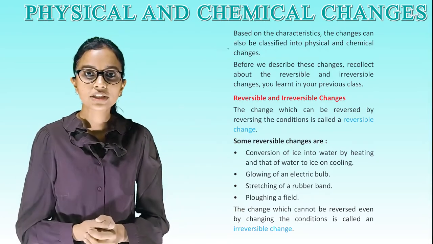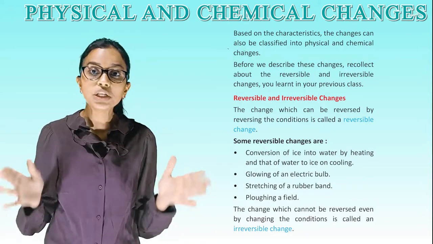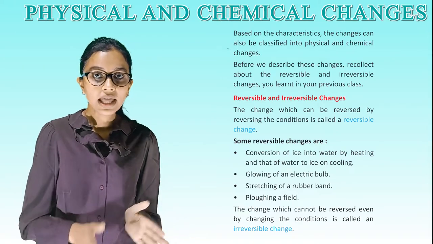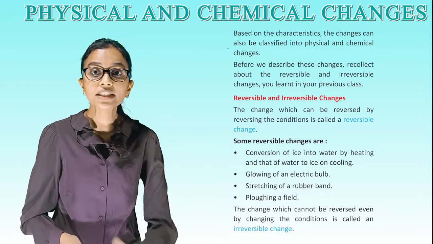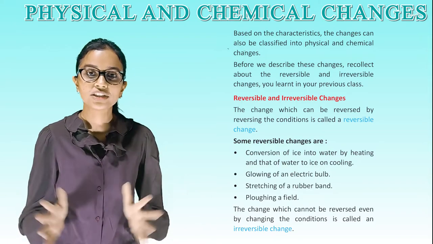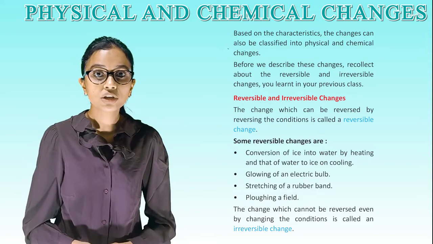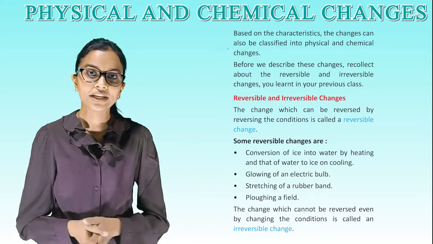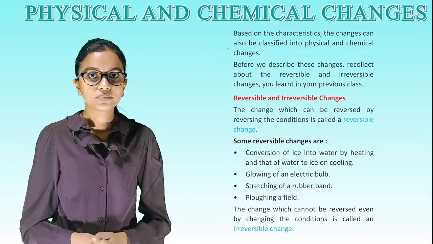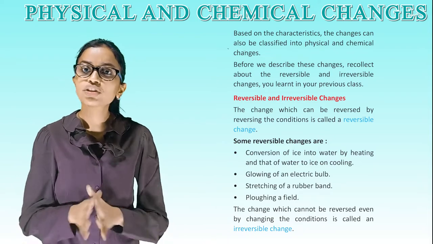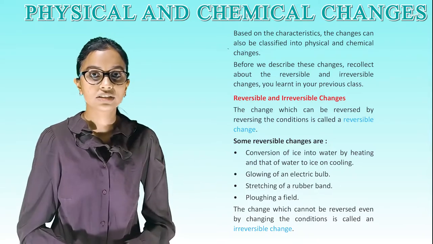Before we describe these changes, recollect the reversible and irreversible changes you learnt in your previous class. The change which can be reversed by reversing the conditions is called a reversible change. Some reversible changes are conversion of ice into water by heating and water to ice on cooling, glowing of an electric bulb, stretching of a rubber band, plowing a field.